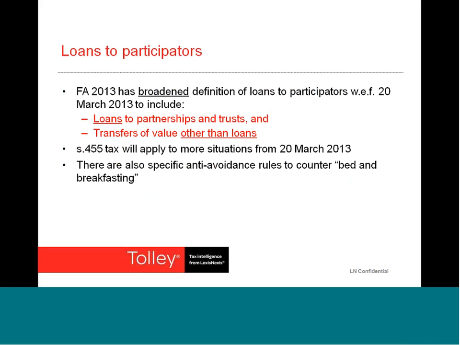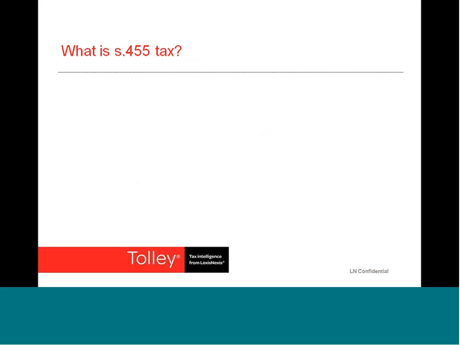So when we have a loan to a participator, we have a thing called penalty tax, section 455 tax. This is now going to start to apply in more situations. There's also a special rule to stop a bit of avoidance that was going on, where we would bed and breakfast these loans, and that's been brought in as well by the Finance Act 13. So we're going to look at both of these things. But let me just remind you what this penalty tax is.